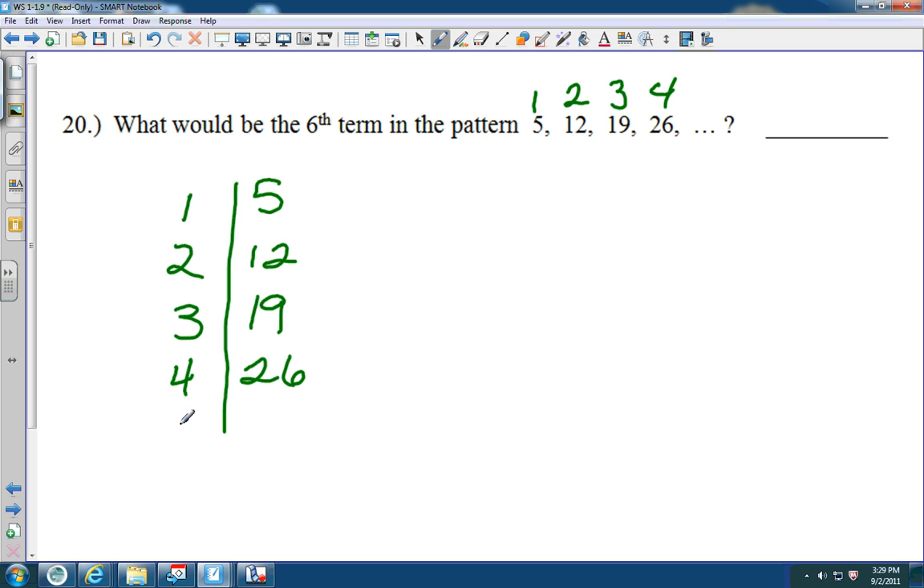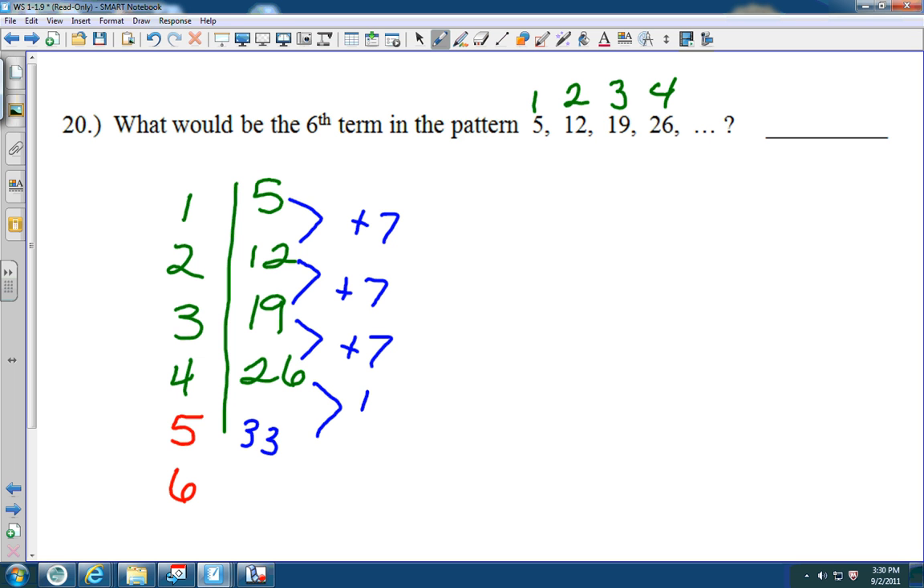They want us to figure out the sixth one. So I've got 5, then 6. All right, so what's happening? I've got 7 being added, plus 7, plus 7. So let's take 26 plus 7, which would give me 33. So plus 7. And if I did it again, oh, I wrote plus 3. Oh no. Should be plus 7. I have 40. So my sixth term is 40.